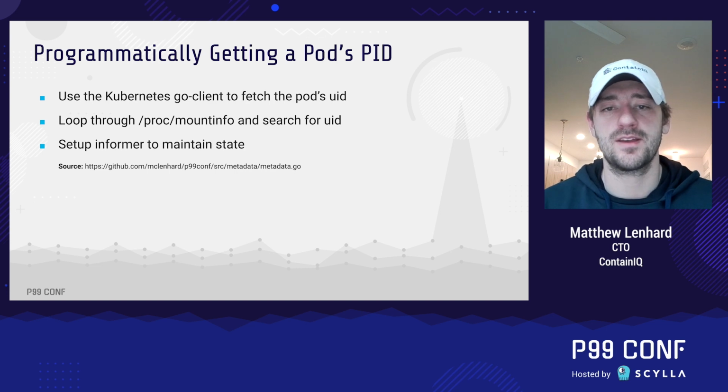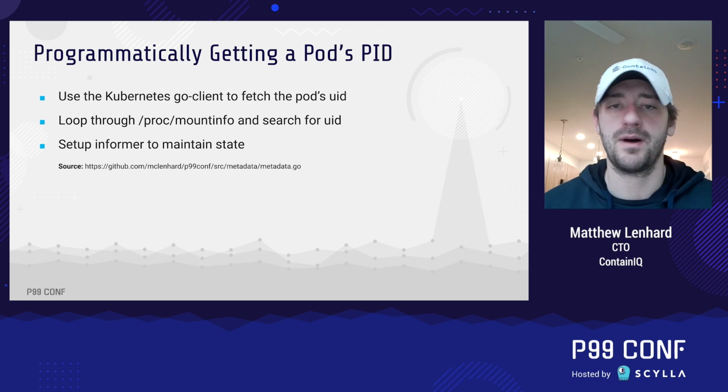So how do we get the pod's PID? The first step is we're going to be using the Go client to fetch the pod's UID. We'll then loop through the proc file system, look for that mountinfo file, search for the UID within it, and finally we'll set up an informer to maintain state. This essentially is just functions you can add for when pods are created, deleted, or updated.